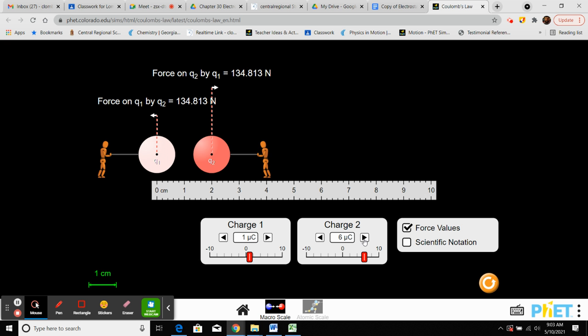What if I went to 6 times the charge on one of them, on Q2, but the first one remained the same? This is the value, 134.813. Okay, so then how about this? What if I doubled one of them and tripled the other? 134.813. And what's 2 times 3? And then 1 times 6 is... So when you multiply our charges together, that is how they're directly related to our force.